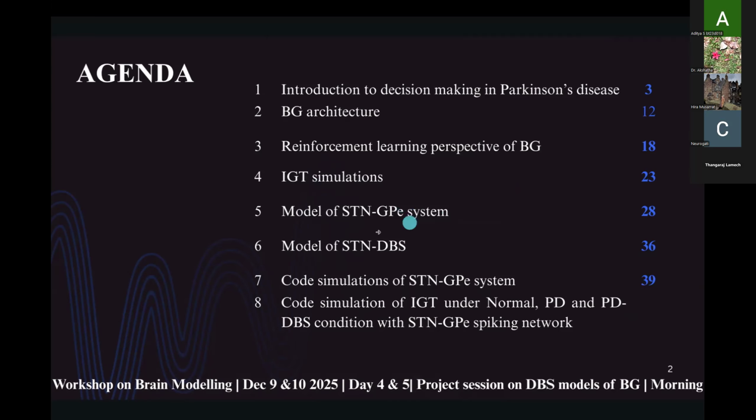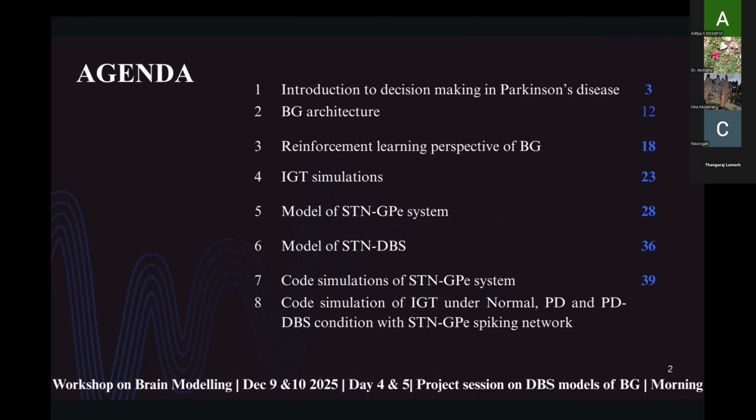After that, there is one key component within the basal ganglia, which is the STN-GPE system. We'll try to model the entire STN-GPE system as a 2D grid network of spiking neurons and look at its behavior. Then we'll also study how we model the deep brain stimulation aspects of STN and how we look at the simulations. At the end, we will go through the simulations of the STN-GPE system.